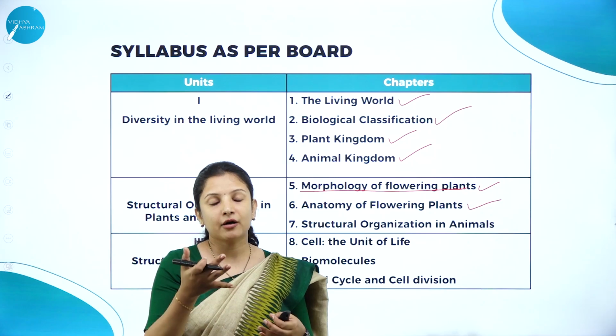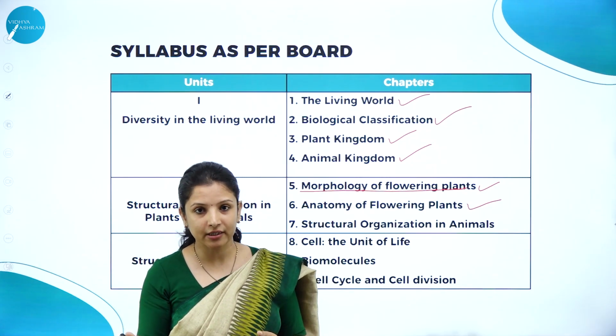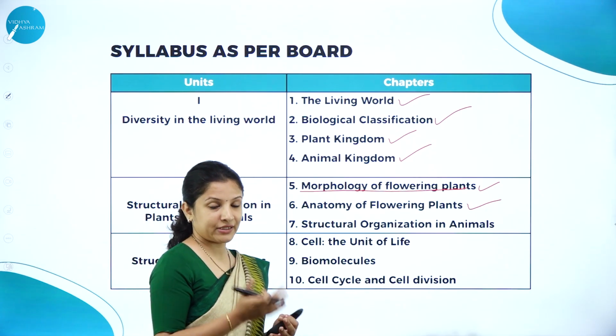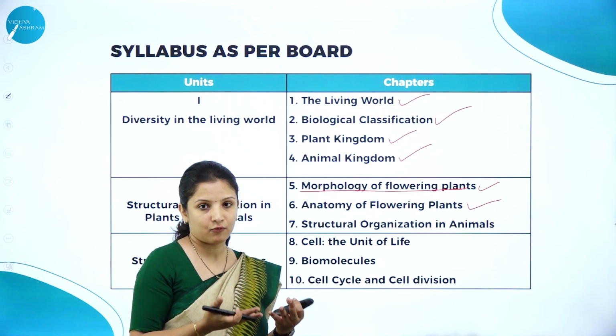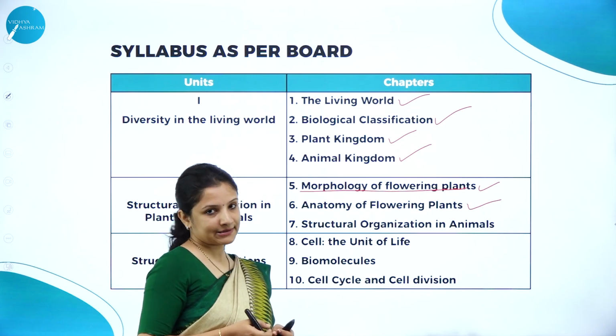You have parenchyma, collenchyma, chlorenchyma, sclerenchyma, food conducting tissue, water conducting tissue. All that you will study under anatomy of flowering plants. So, inside the plant, how the cells are, what the cells are made of, how the cells are arranged, all that you'll study under chapter 6.